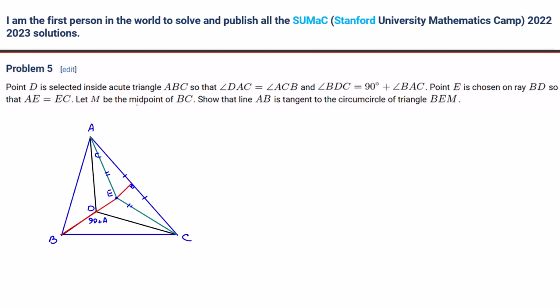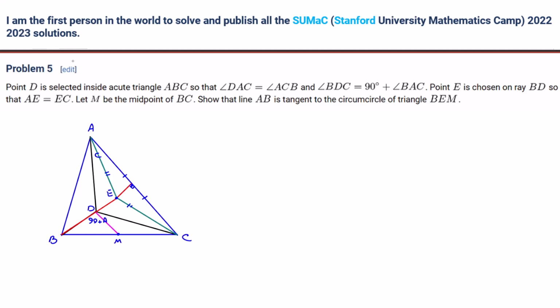Let's say M is the midpoint of BC. This one is M. Show that line AB is tangent to the circumcircle of triangle BEM.